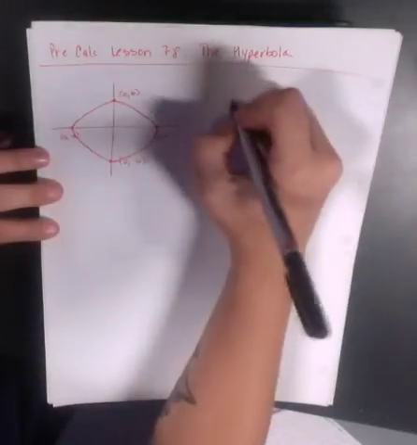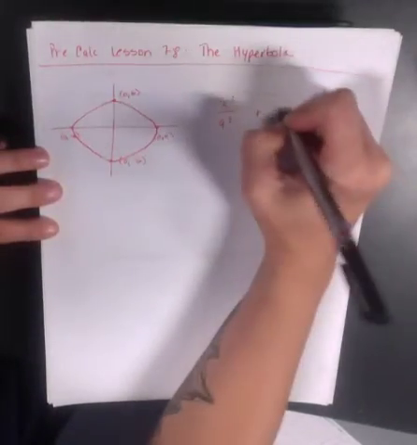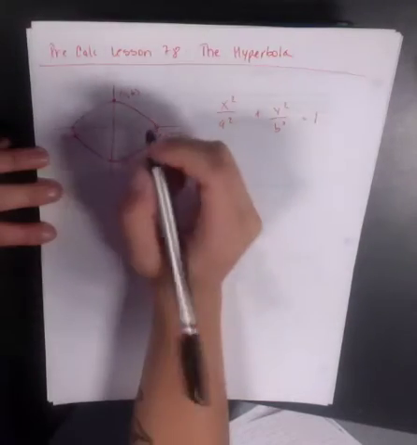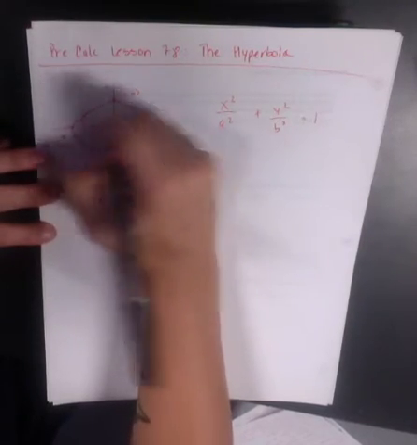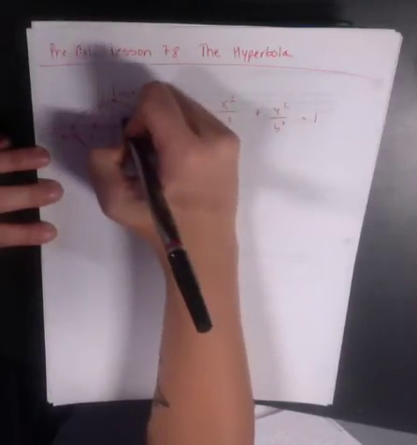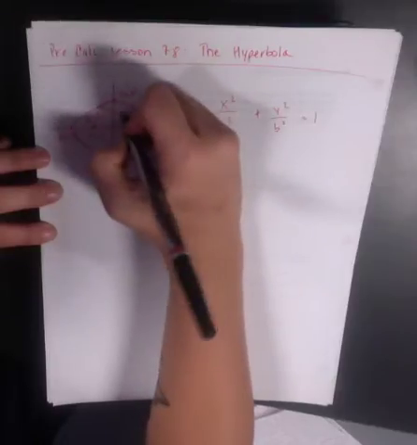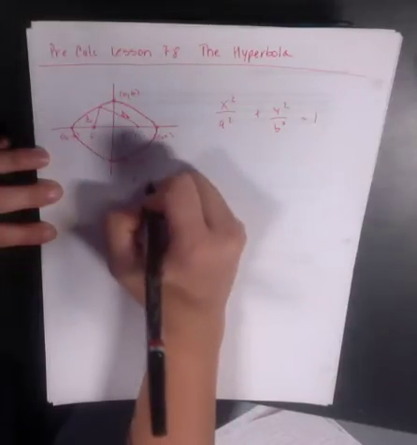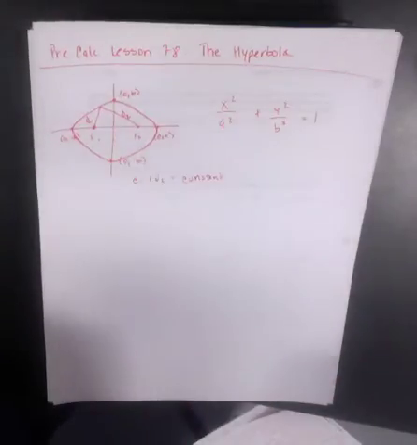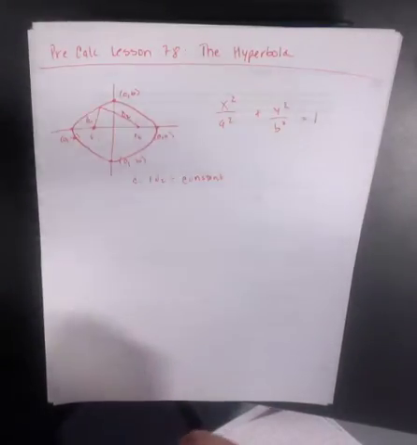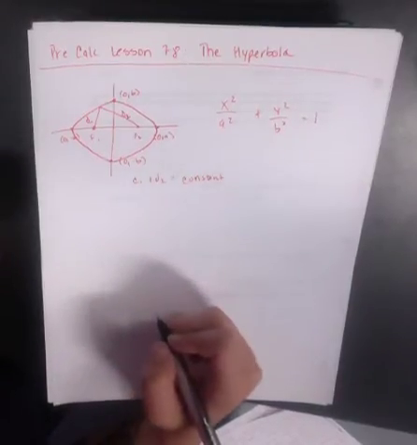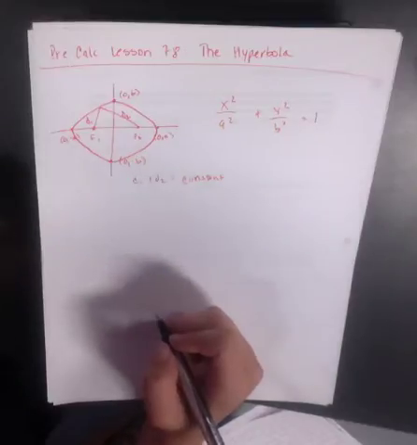Okay, we know that the standard form is x squared over a squared plus y squared over b squared equals 1. And we have our foci, f1, f2. And we said if this was d1 and this was d2, d1 plus d2 equals a constant. Okay, quick little review of our ellipse. Now we review our ellipse because the hyperbola is very, very similar.